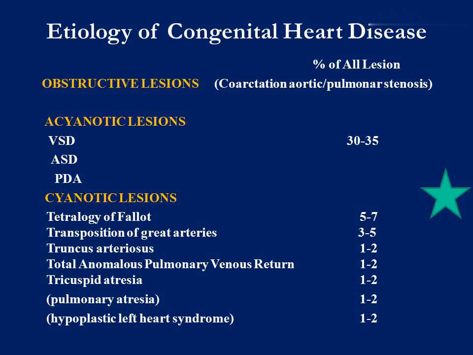Percent of all lesions. Obstructive lesions: coarctation, aortic/pulmonary stenosis. Acyanotic lesions: VSD 30 to 35%, ASD, PDA. Cyanotic lesions: Tetralogy of Fallot 5 to 7%, transposition of great arteries 3 to 5%, truncus arteriosus 1 to 2%, total anomalous pulmonary venous return 1 to 2%, tricuspid atresia 1 to 2%, pulmonary atresia 1 to 2%, hypoplastic left heart syndrome 1 to 2%.